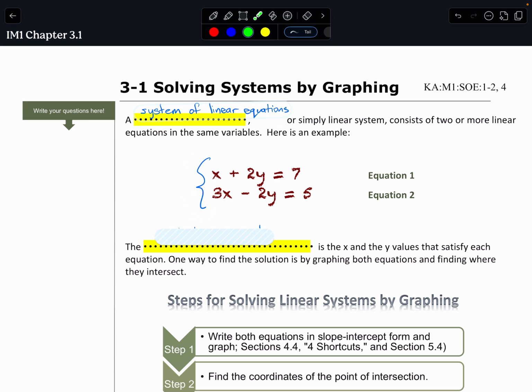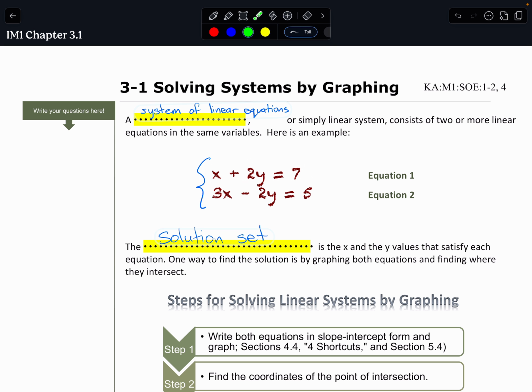And this is a system specifically of linear equations, because if you remember from chapter 2, these two equations are linear equations in standard form. Remember the ax plus by equals c form, right? So we have two linear equations that make a system.